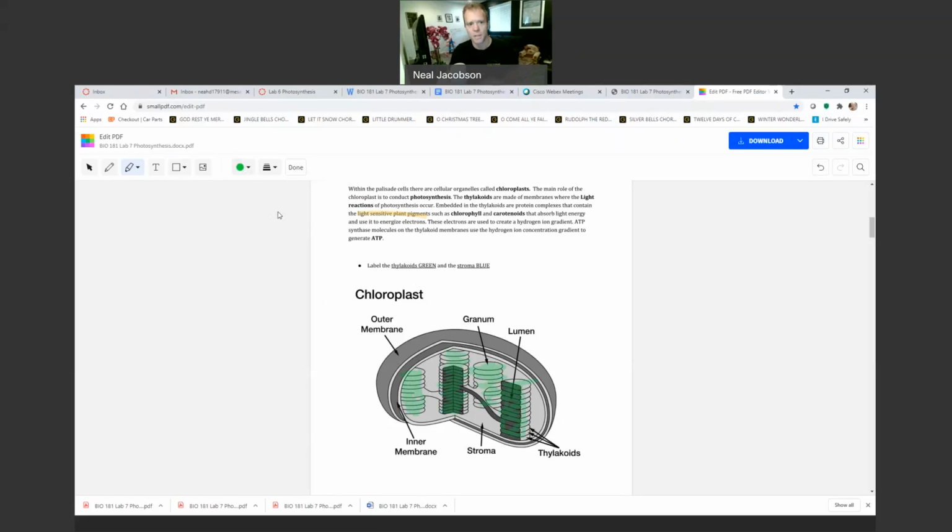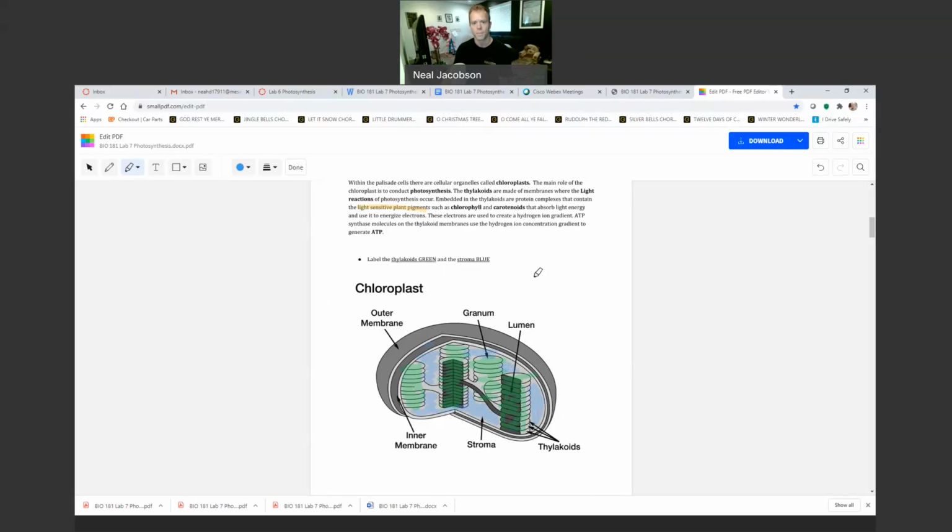And the stroma is actually where the dark reactions take place. It's this cytoplasm-like liquid that surrounds the granum. So we're going to color those in blue. And there's our chloroplast. All right.